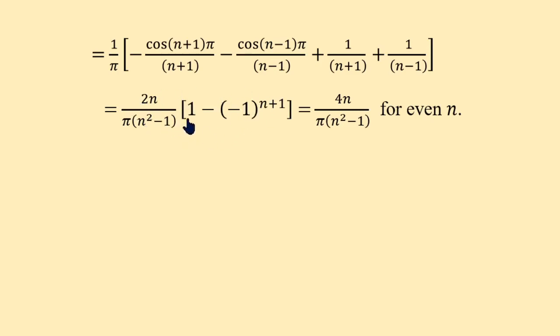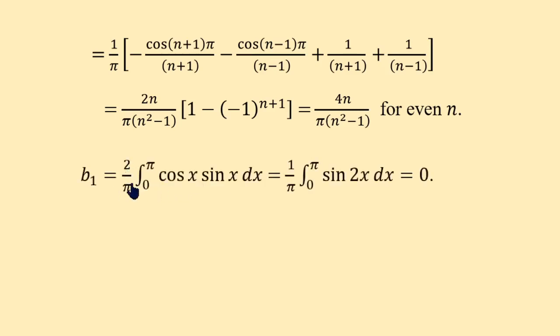But we are not able to find b1 because the denominator is also 0. 0 by 0 is not defined. Therefore, find b1 separately. Now b1 is 2 by pi, integral from 0 to pi of cos x into sin 1x. n is 1. To find b1, put n is 1.